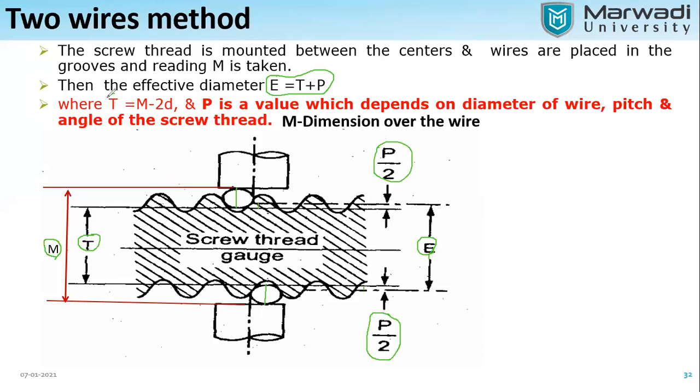T means M minus 2D, as I told you, to get the answer for this small t distance. When we have the dimension right over the wire, we just subtract 2 times the diameter of the wire, and we get the dimension under the wire. So only the P distance is required to find out. P is a value which depends on the diameter of the wire, the pitch, and the angle of the screw thread. And M is the dimension right over the wire.